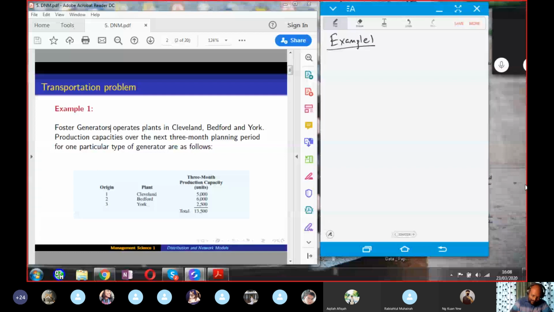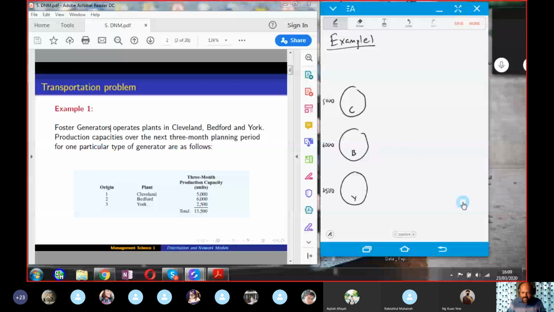Example 1 tells you that, so I'm doing the network representation. It tells you that there are 3 plants and each plant produces generators. How much do they produce? The first plant, which is in Cleveland, produces 5,000. Bedford produces 6,000. And York produces 2,500.